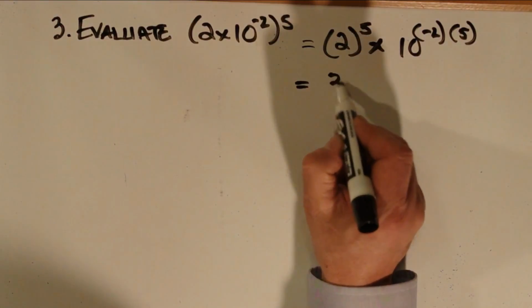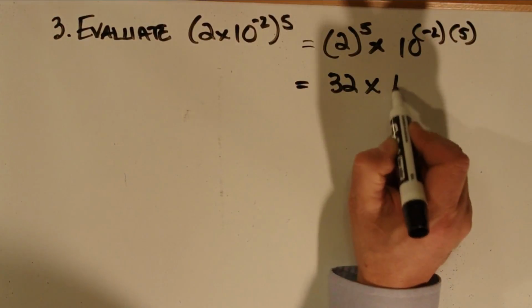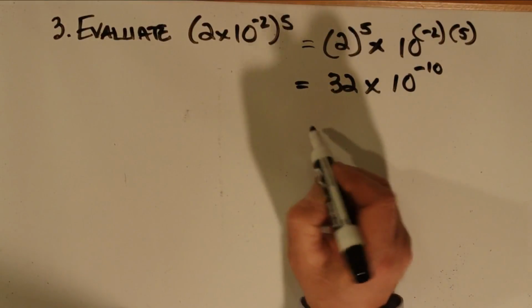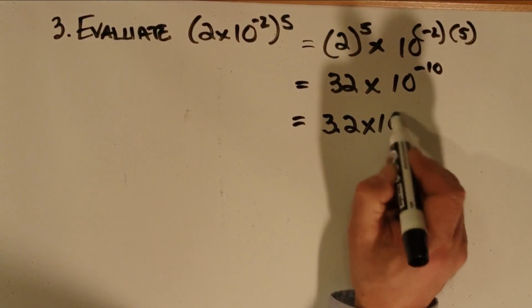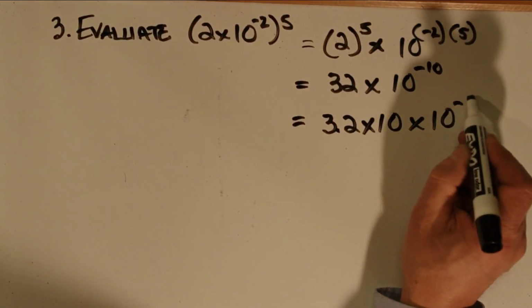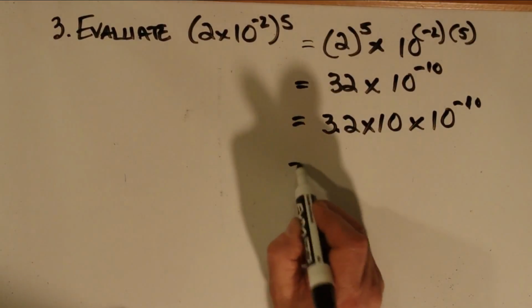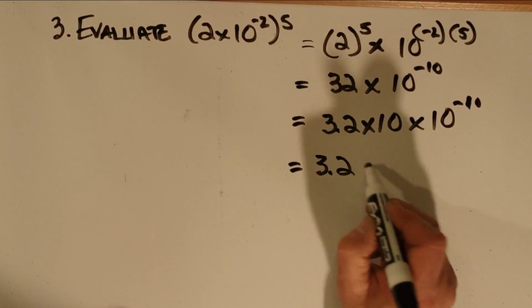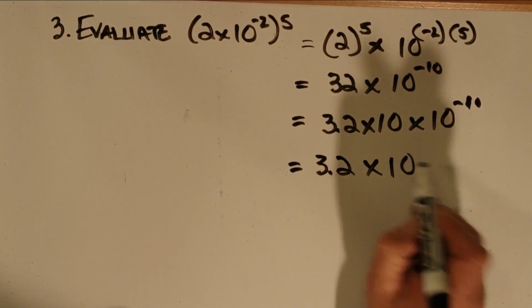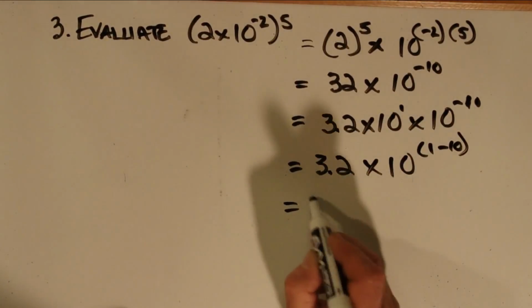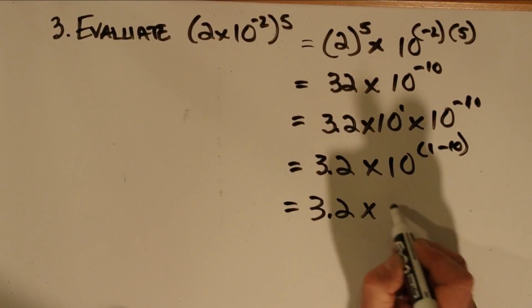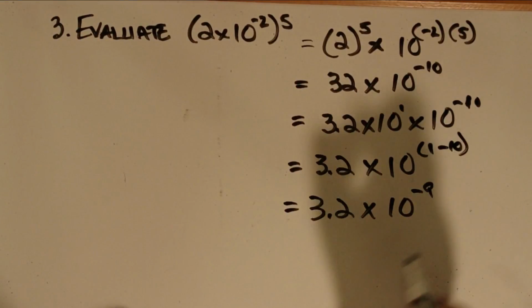2 to the 5th, of course, is 32. And that's going to be times 10 to the minus 10. We'll rewrite 32 as 3.2 times 10, and that's going to be multiplied again by 10 to the minus 10. And we'll combine the powers of 10. 3.2 times 10, that's 10 to the first power, times 10 to the minus 10. So that's going to be 10 to the 1 minus 10, or 3.2 times 10 to the minus 9th.